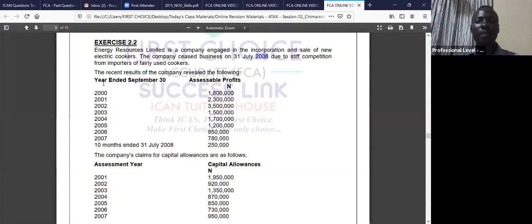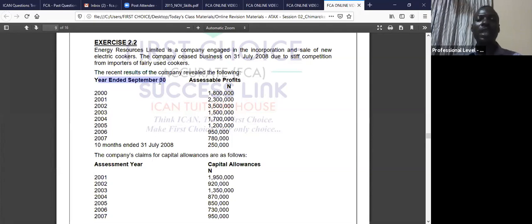Now look at the result they give you. Now this one they give you year ended. So when they say year ended, it is 12 full months. Now, this year ended is different from year of assessment. So sometimes assessable profits can be given to you as year ended, or as year of assessment. But capital allowance will always reflect year of assessment, not year ending. It's only profit that can use both ways, but capital allowance is always year of assessment.